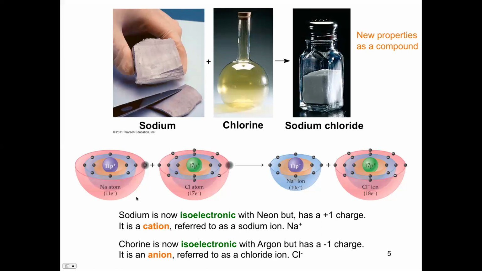So when we make an ion and we make it look like something else in a way, we say it's isoelectronic with that other element. So chlorine is now isoelectronic with argon, but it's not argon. It has a negative charge. Argon does not have a negative charge. And sodium is isoelectronic with neon, but it's not neon because neon does not have a positive charge, but sodium ion does.